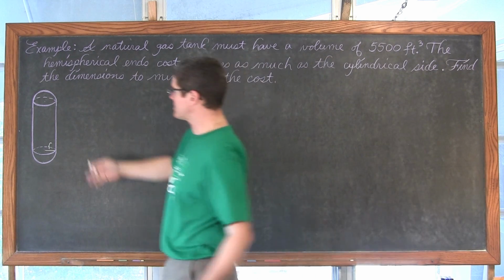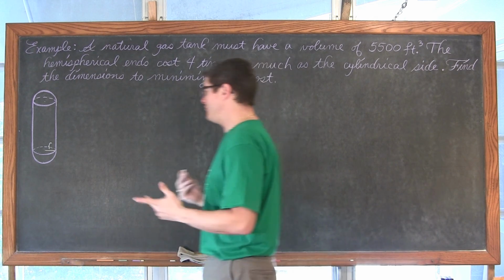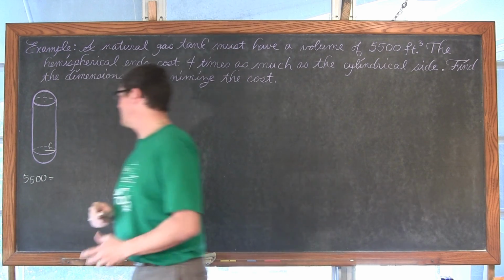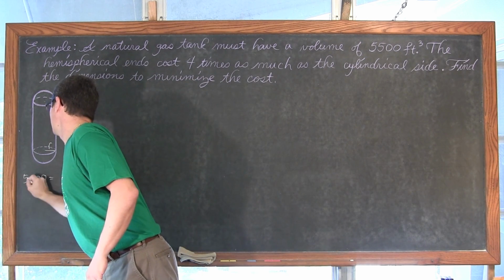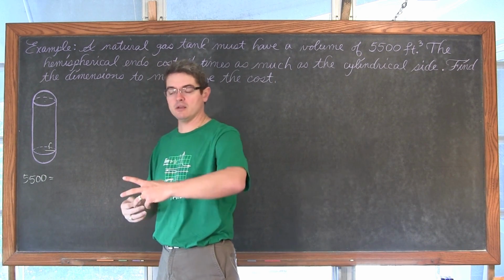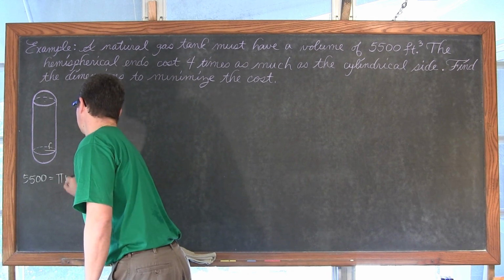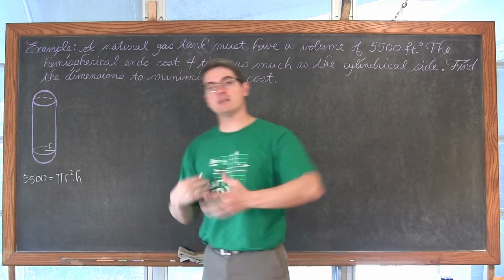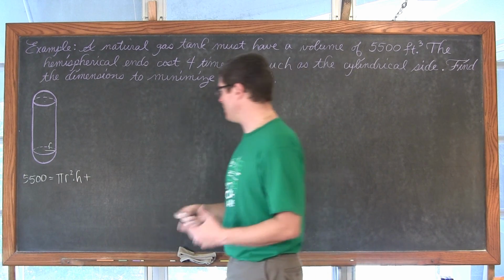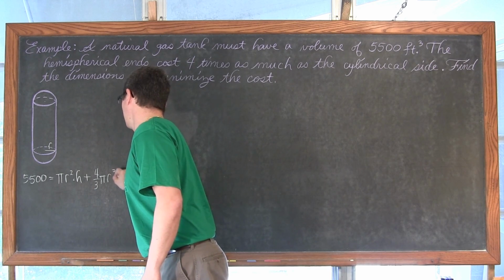So the volume of this combination of cylinder and sphere is going to be 5,500 is equal to the volume of the cylinder. Volume of a cylinder, or right cylinder anyway, is actually all of them, area of the base times the height, so pi r squared times the height. And then to that we need to add the volume of a sphere. Well, the volume of a sphere is 4/3 pi r cubed.